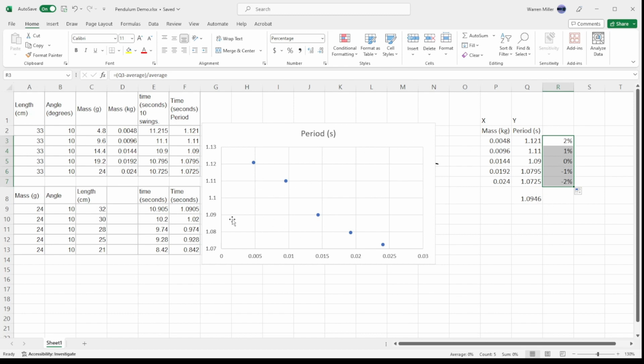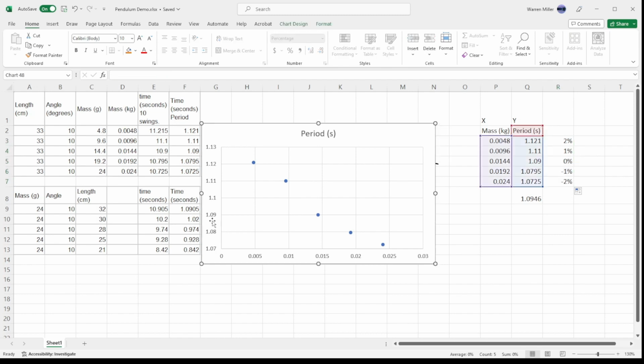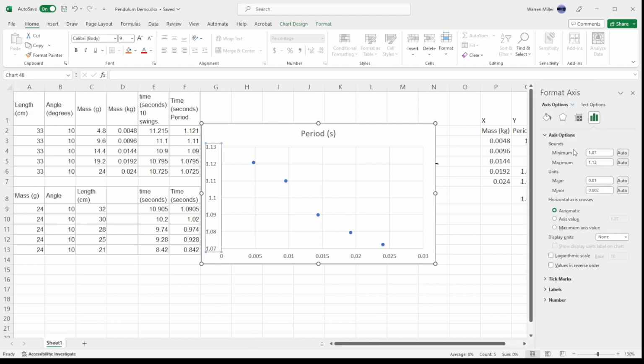So I think part of our problem here is our scale. Let's take a look at this graph and change our scale a little bit. This scale starts at 1.07 and goes to the maximum. Let's look at it from 0 so we can compare it against 0. To do that, we're going to format the axes. The bounds, the minimum, I'm going to set to 0, and the units we'll leave as is. Now you can see it. This is what you would expect: if the mass is changing, the period is staying at about the same level throughout the whole thing.